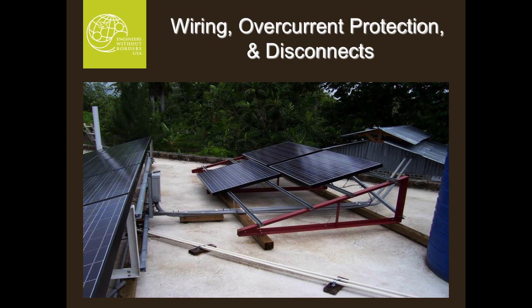In this section, we'll talk about wiring, overcurrent protection, and disconnects. Although these three areas are sometimes left as an afterthought in system design, a large number of system failures happen because of poor design or installation in these areas. In addition, overcurrent protection and disconnects are key safety features which help keep people and property safe.